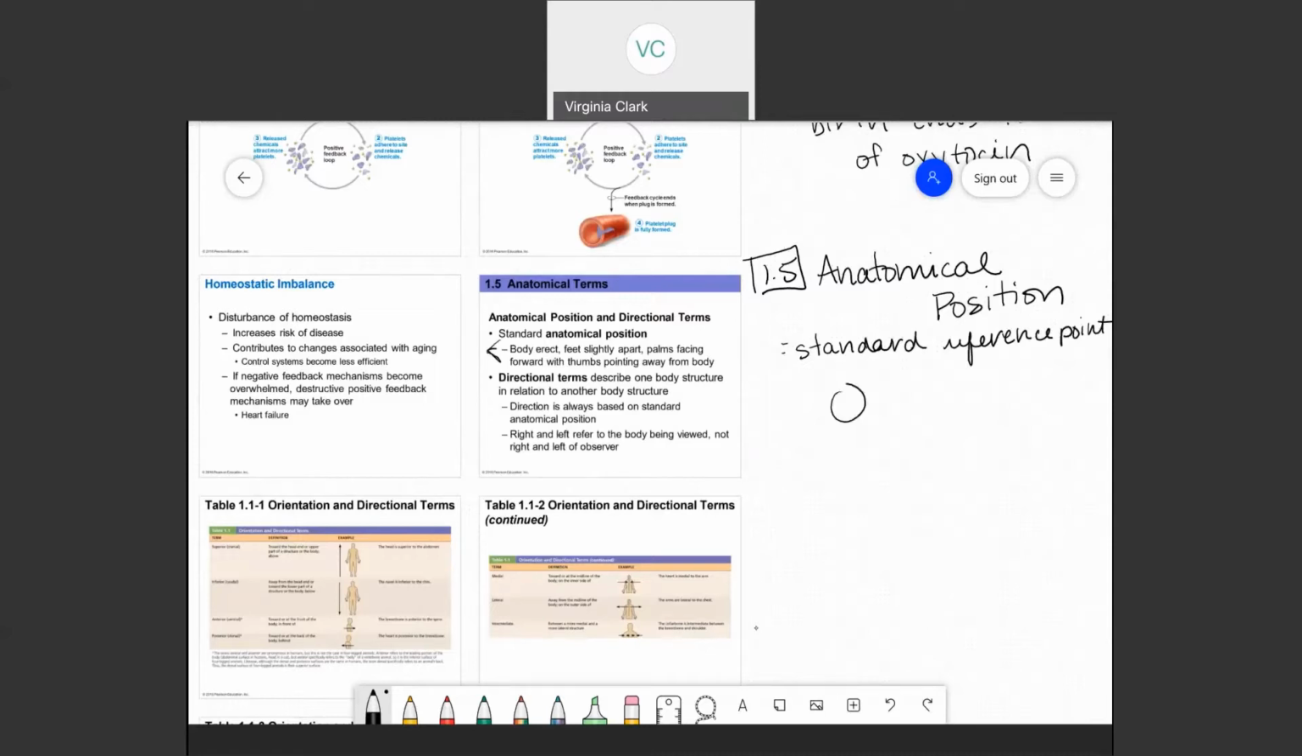It is upright. It is going to be my stick figure. I apologize, y'all. Art is not my forte. And sometimes you just got to do with stick figures. So standard anatomical position: you are upright, hands and shoulders in alignment, legs straight, feet pointing forward. So toes are pointing forward, legs are straight, hips are square, shoulders are square, face forward.